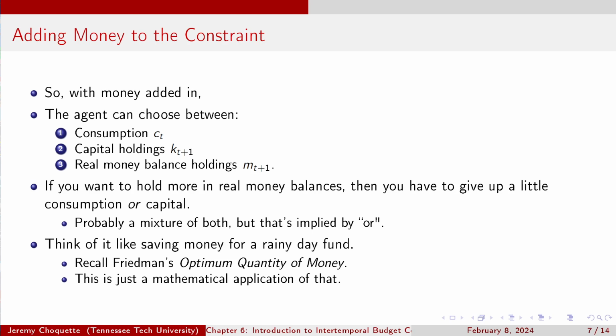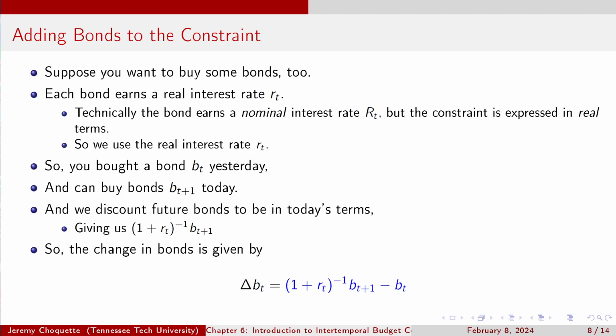So think of it like you're saving your money for a rainy day fund, which kind of harkens back to Friedman's optimum quantity of money. And this is just a mathematical application of that. Okay, so we have consumption in there, we have investment, capital, and we have money holdings. Maybe you want to buy some bonds too, right? Maybe capital's not doing it for you. Or it's kind of doing it for you, but it's not doing enough for you.